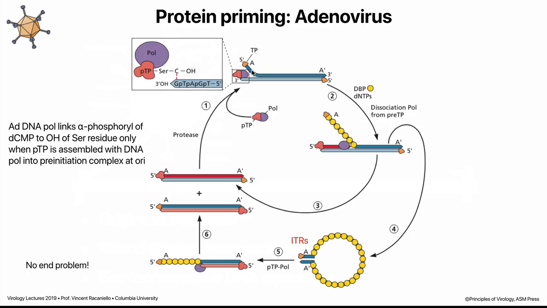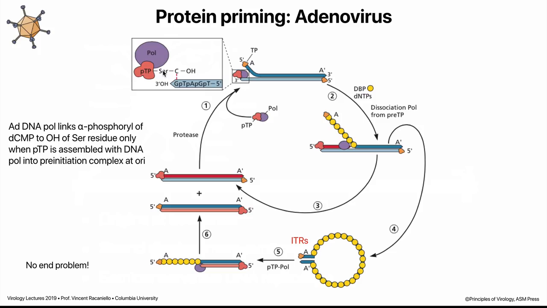So we start at the top here. We have a double-stranded DNA genome, and there's a DNA polymerase that is encoded in the adenovirus genome. So, of course, you have to synthesize this, and remember, we first make immediate early proteins, and then the early proteins include the DNA polymerase, and this red protein here called terminal protein. It's actually pre-terminal protein. This is linked to the polymerase, and the serine of pre-terminal protein serves as a primer.